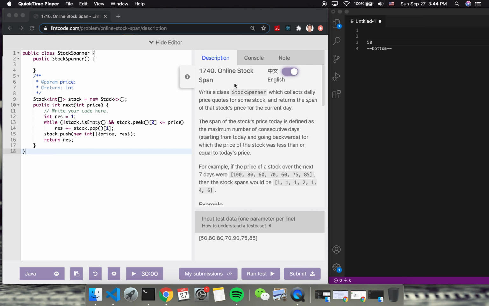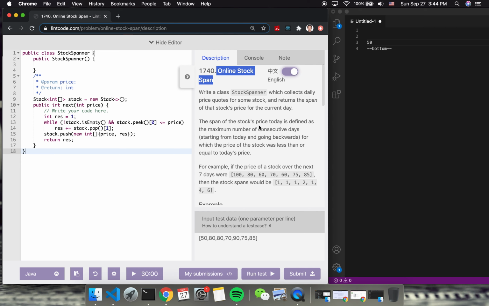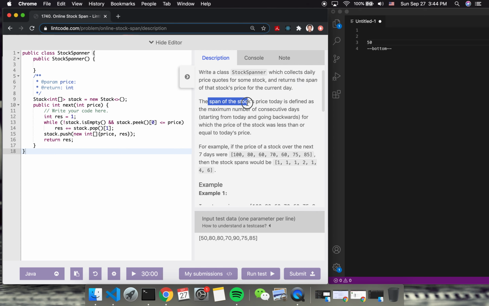Welcome back. Today we are going to solve this problem, online stock span. We have a class which collects daily prices for some stocks and returns the span of that stock price for the current day. The span of the stock is defined as the maximum number of consecutive days, starting from today and going backwards, for which the price is less than or equal to today's price.